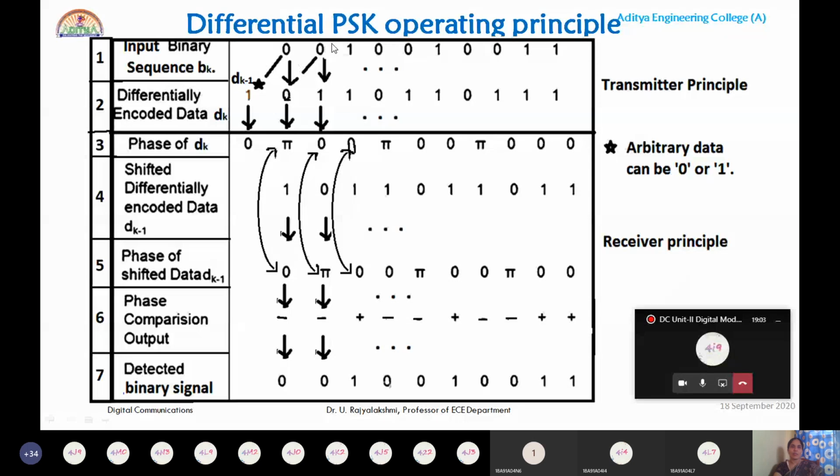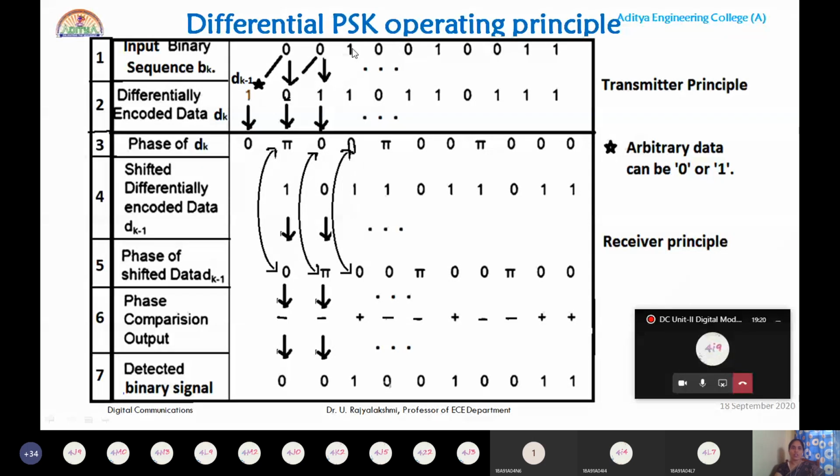DK is compared with BK plus 1. So what happens here? 0, 0. If 0, 0, same data, so our output will be 1. So what happens to our phase? For same data, there is no phase variation, so it will be 0.